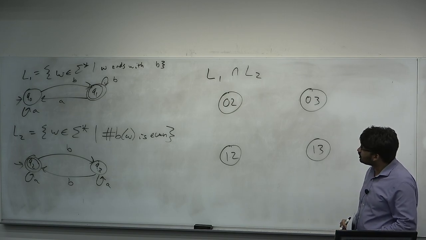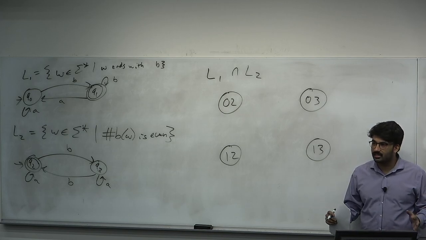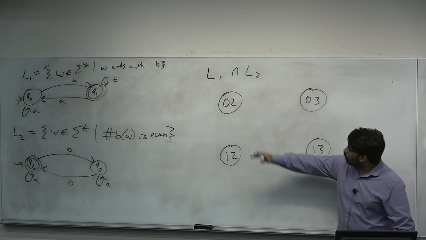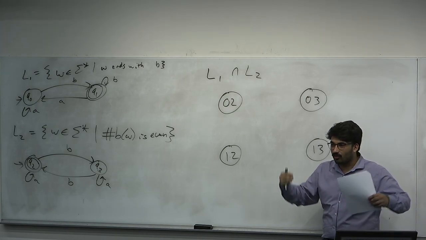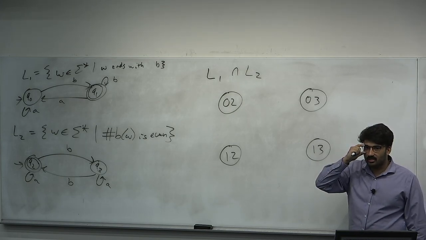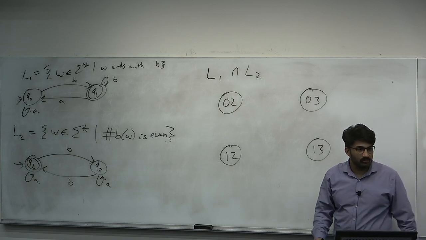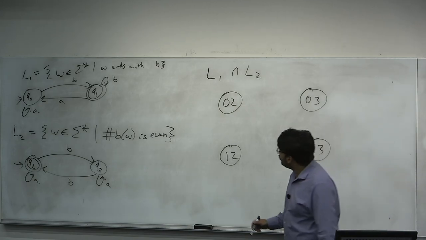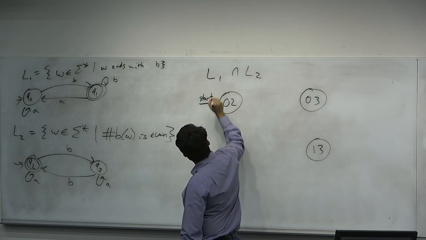Each of these states is going to work as if we were going through two DFAs simultaneously. So when we go from one state to another, it's as if we're going in those two DFAs from one state to another in each. We need to start in both DFAs at the same time. What is the start state of this DFA, according to the formal definition even? 0,2 is the start state.